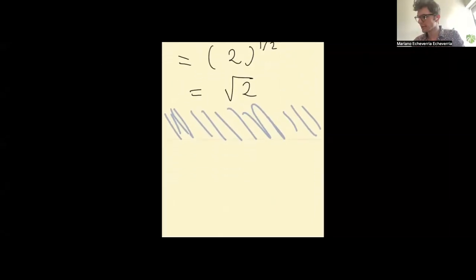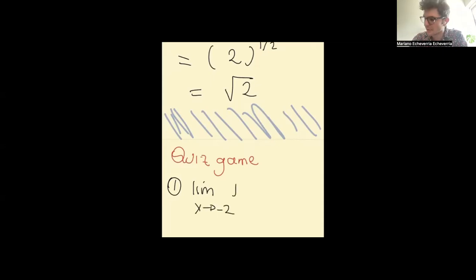Let me call this online quiz, or quiz game, so that it's not confused with other things. So the first question was, and the majority of you got it correct, it looks like. So that's nice. They tell you that the limit of a function as x approaches negative 2 is 16, and they want you to find the limit as x approaches negative 2 of the square root of f of x.